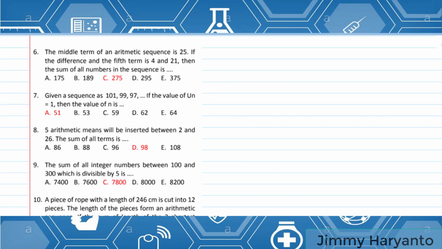Next is 6. The middle term of an arithmetic sequence is 25. So we have ut equals 25. If the difference is 4 and the fifth term u5 equals 21, then find the sum of all numbers in the sequence.